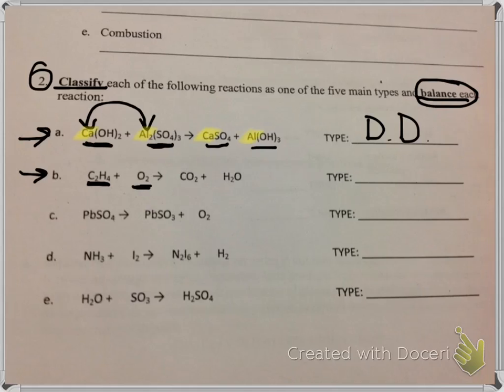So let's go to the other side. Do we end with an element in a compound? Nope. We've got 2 compounds, so it's not single displacement. Okay, double displacement, because we've got this element here, we know it can't be double displacement, because those are compound, compound to compound, compound. So our last choice is combustion, and it's a substance bonding with oxygen to form carbon dioxide and water. So that's exactly what it is. So this one is combustion. I'm just going to put C-O-M-B, combustion.